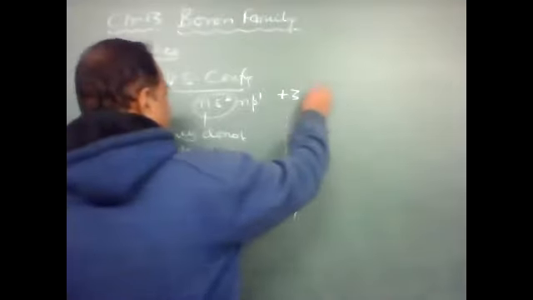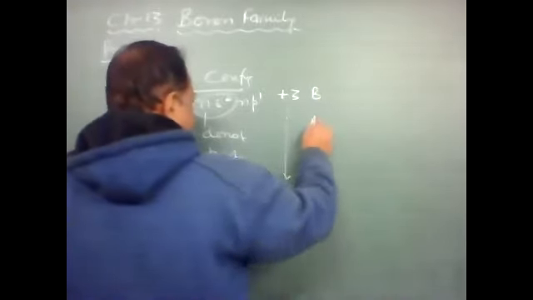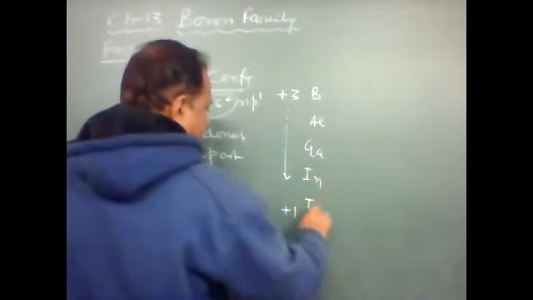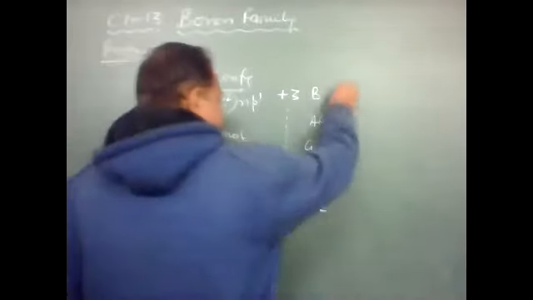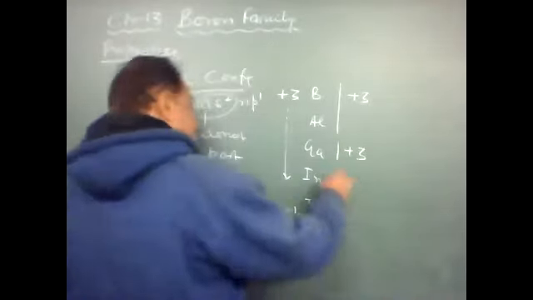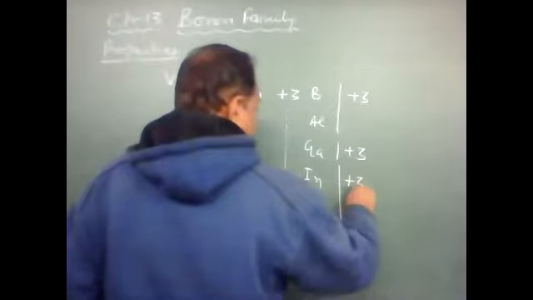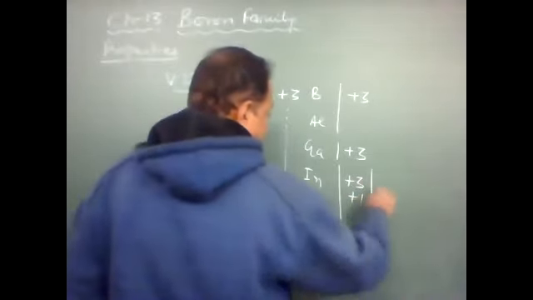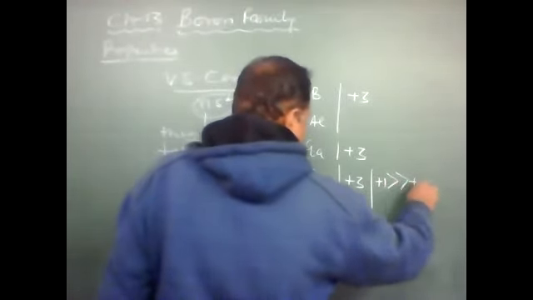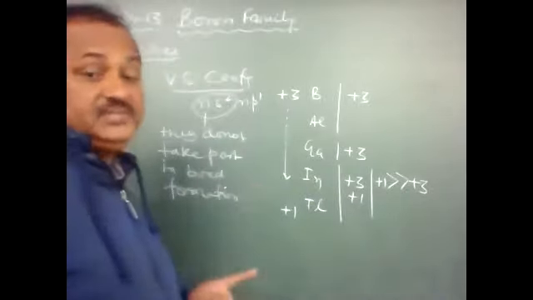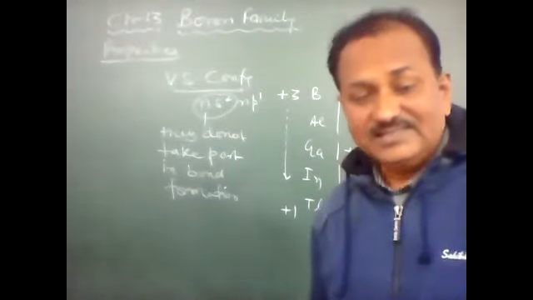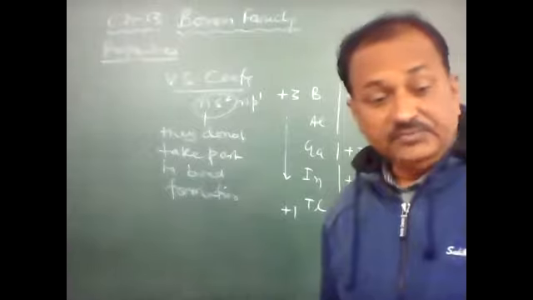So here boron, then aluminium, then gallium, then indium, last is thallium. The +3 state is prominent here, it is also prominent here, but further down they show +3 and +1, and out of these +1 is much stronger than +3. This is very important and you have to keep it in mind. This is the oxidation state and its variable nature.